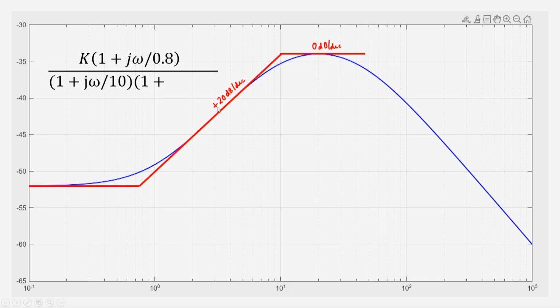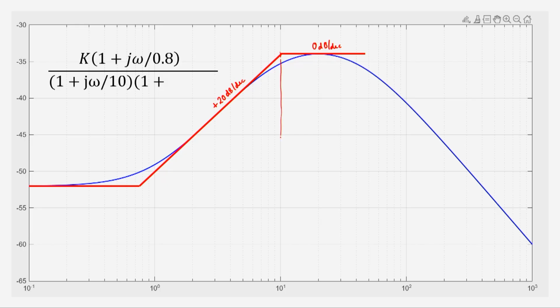per decade, and we know that minus 20 dB per decade comes only when there is a pole contribution. And where is the pole? The pole will be at this location, and that is 1, right? And you see, therefore I have written 1 plus j omega by 10. Of course, this I am writing in anticipation of what is coming.